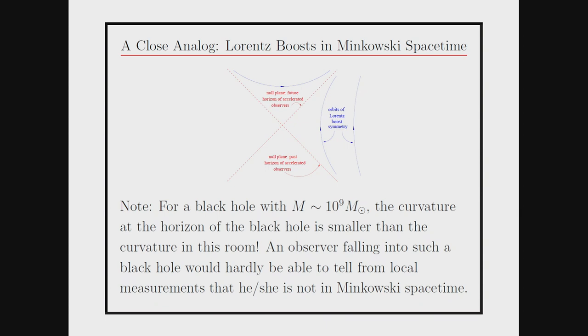And one thing to very much keep in mind with black holes is that if you consider a very large black hole, the curvature at the horizon is smaller than the curvature in this room. So an observer who falls into a black hole would hardly be able to tell that he or she is not in Minkowski space-time, falling, if you like, through a killing horizon. We're all falling through killing horizons right now if we approximate our space-time as Minkowski. You really should not be able to tell by any local measurements. Of course, a few weeks later, this observer is very much going to notice, and it's going to be far too late to do anything about it.